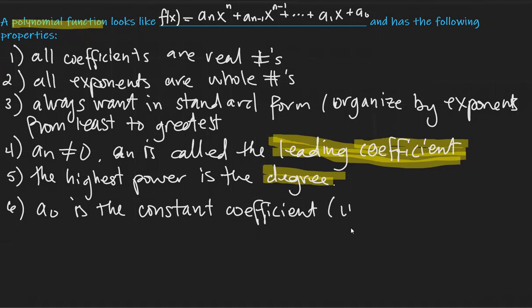And it also happens to be the y-intercept, always, right? So a sub 0 is our constant coefficient, and it's also always our y-intercept. And that might be familiar from when we did quadratics. The c in standard form was always our y-intercept.